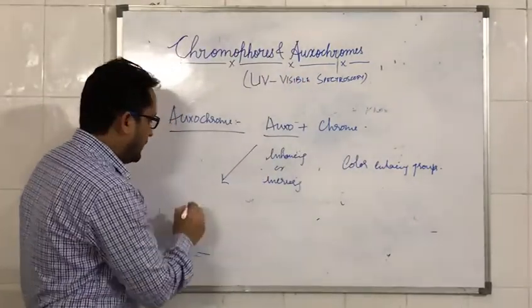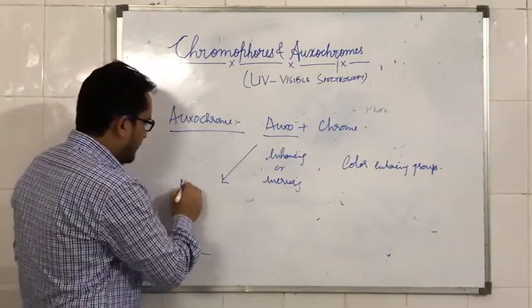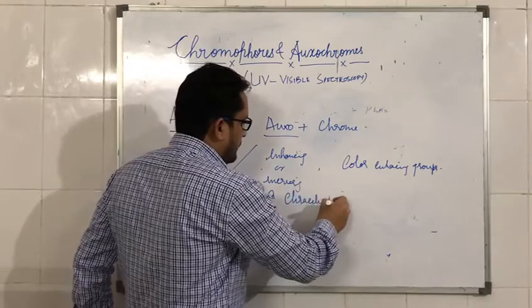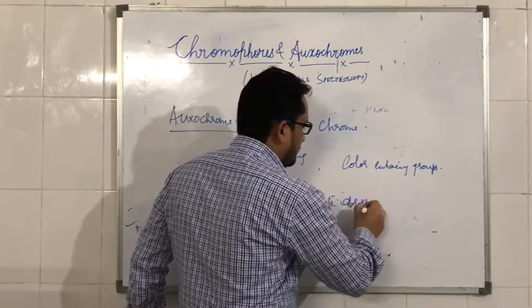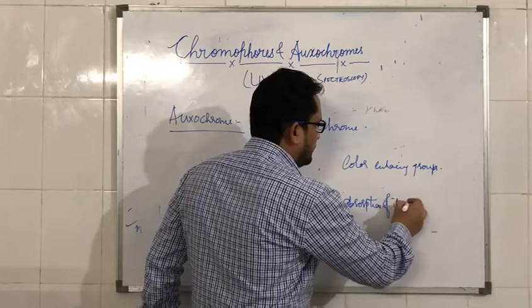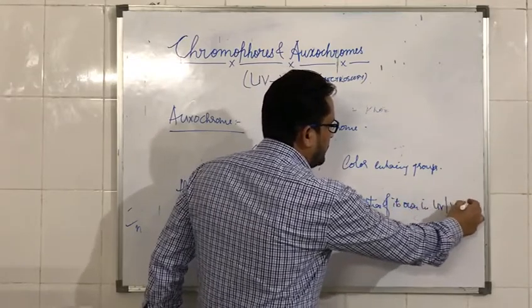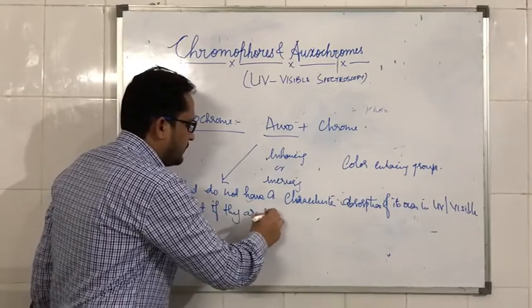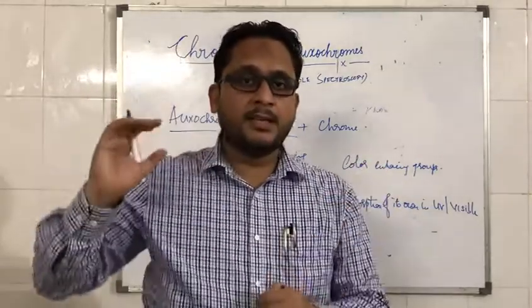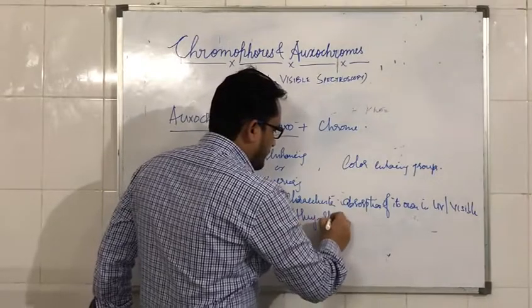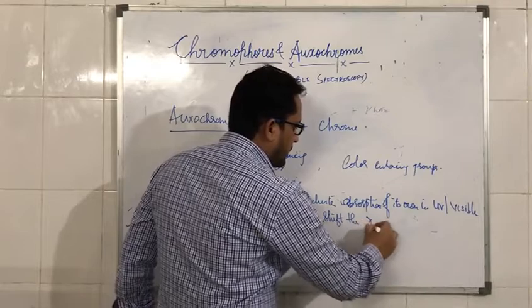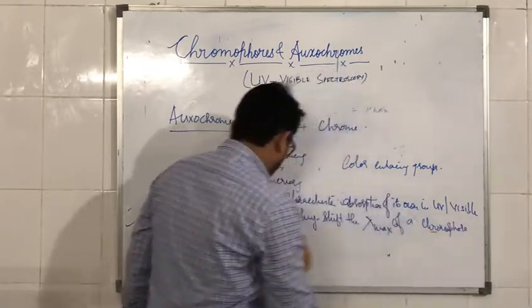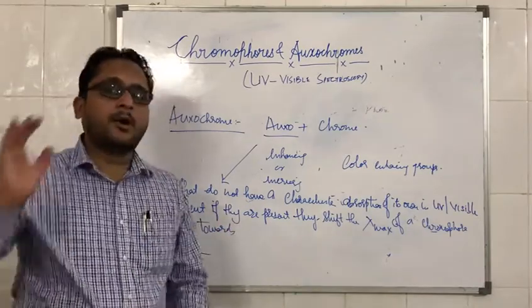So, by definition, we can say that any isolated covalently bonded group that does not have a characteristic absorption of its own in ultraviolet and visible region, but if they are present, they shift the absorption, denoted by lambda max, of a chromophore towards a longer wavelength.